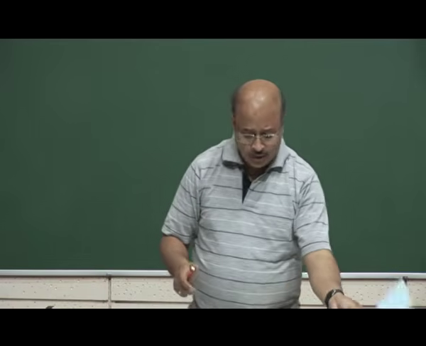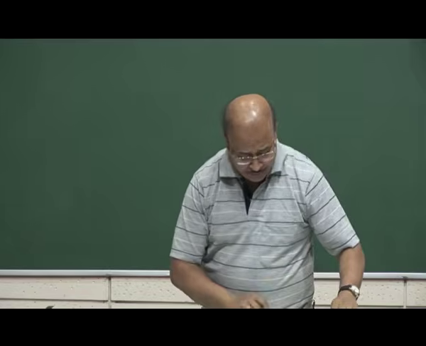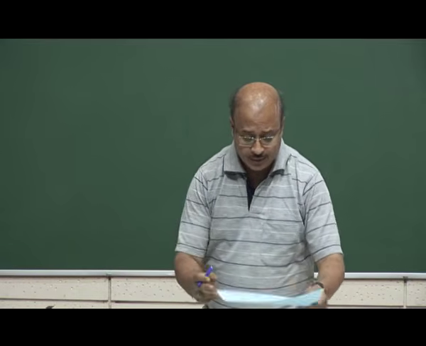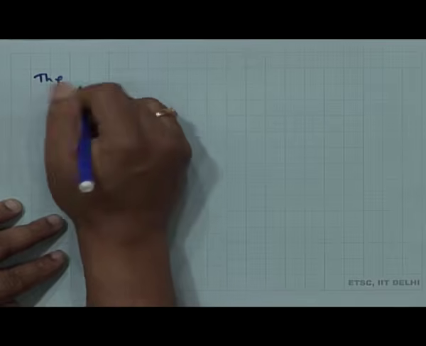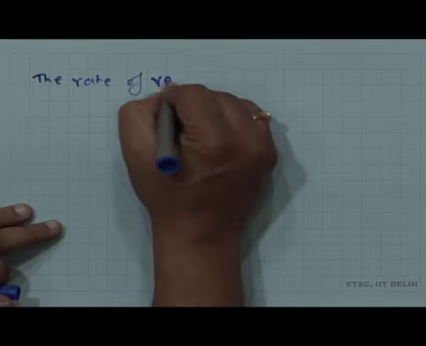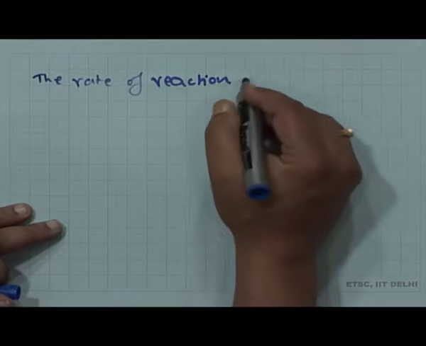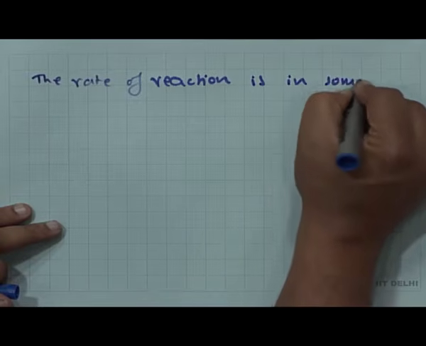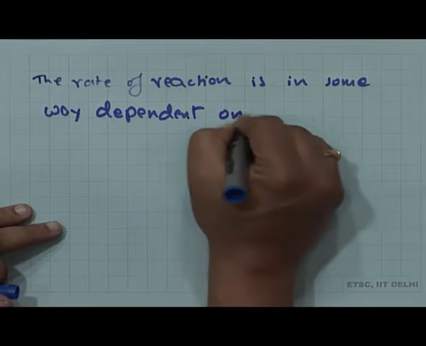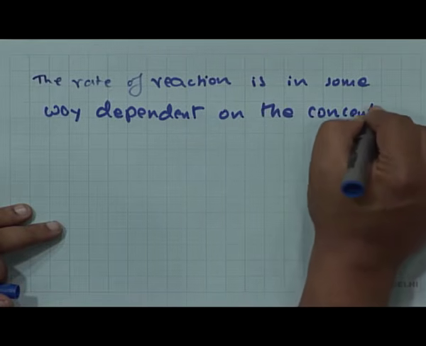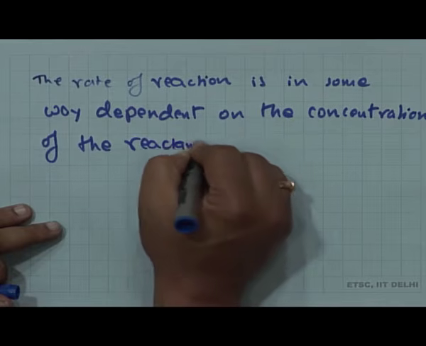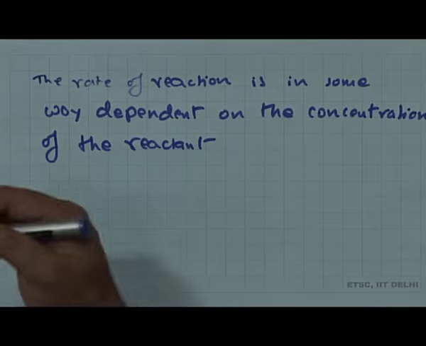So, let us try to put that in words. From this graph, what we can conclude is the following: the rate of reaction is in some way dependent on the concentration of the reactant. Again, the rate of reaction in some way is dependent upon the concentration of the reactant.